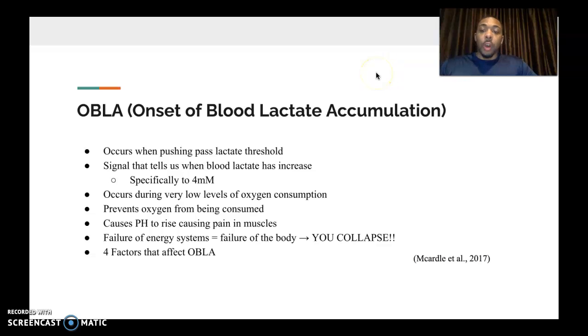So the 4 factors of OBLA are, as I stated, plasma changes in the pH, hydrogen proton concentrations increase, bicarbonate, and carbon dioxide production.